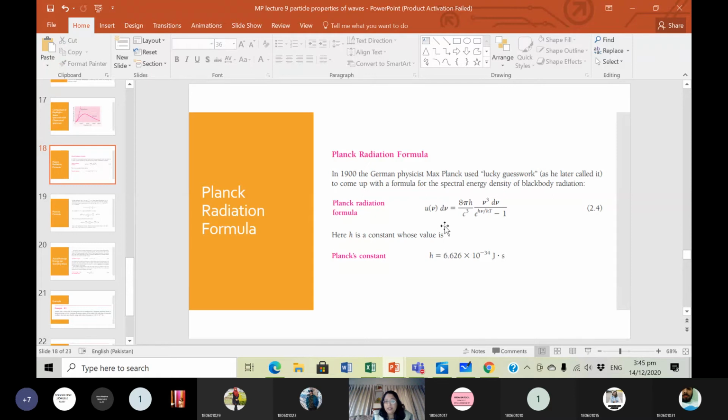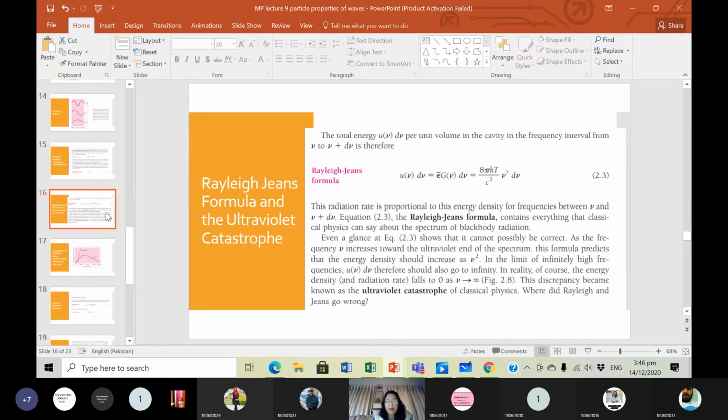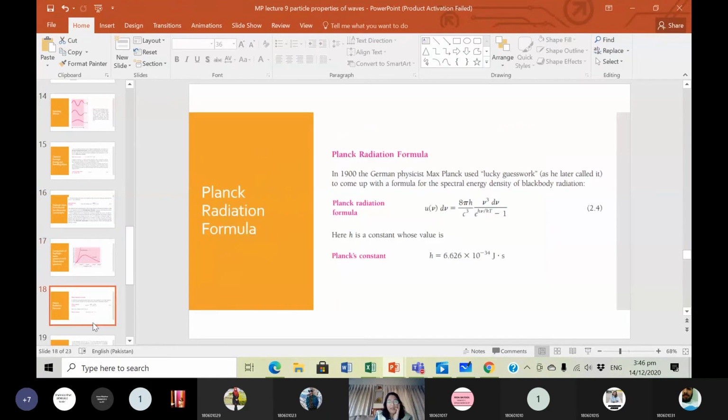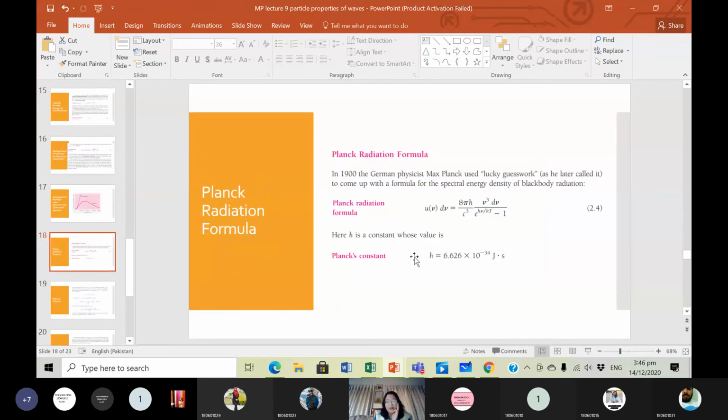He came up with a radiation formula for the spectral energy density of black body radiation. He came up with this formula, and here there is an addition of h. Basically, h was not there before. Planck added h, this is the Planck's constant, by the way. We already know this is the Planck's constant.